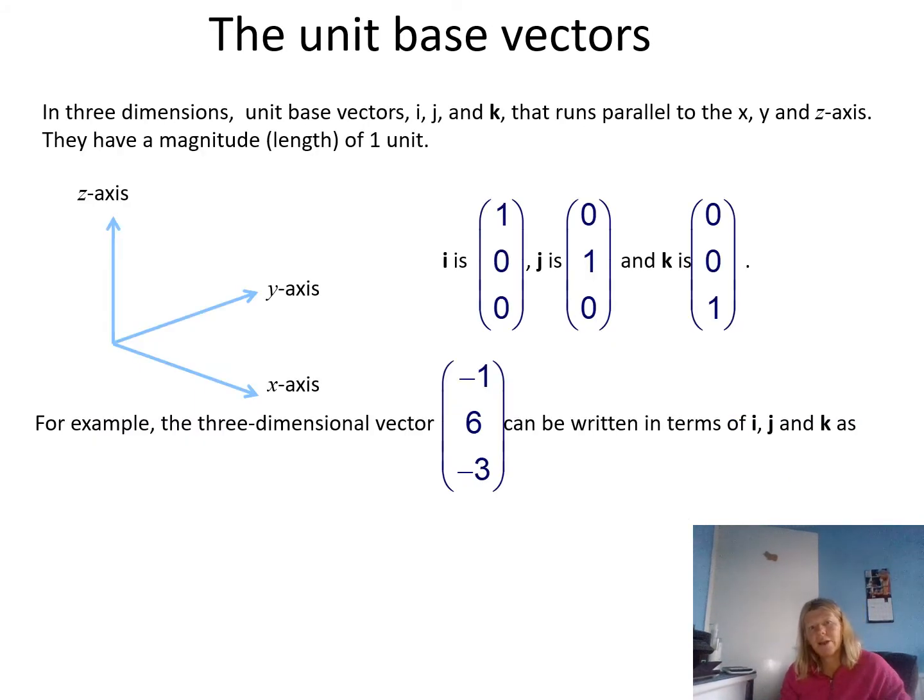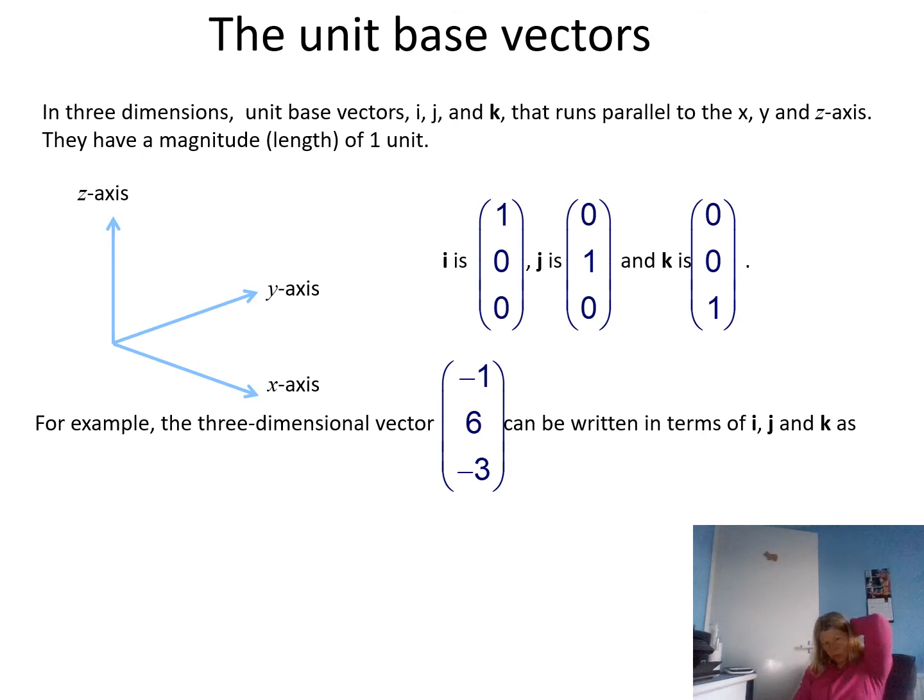In 3 dimensions, what we call the unit space vectors are i, j and k. That should all be bold, those that run parallel to the x, y and z axes. They have a magnitude or a length of 1, so a length of 1 in each of the directions. So the i vector is 1, 0, 0. The j vector is 0, 1, 0. And the k vector is 0, 0, 1.